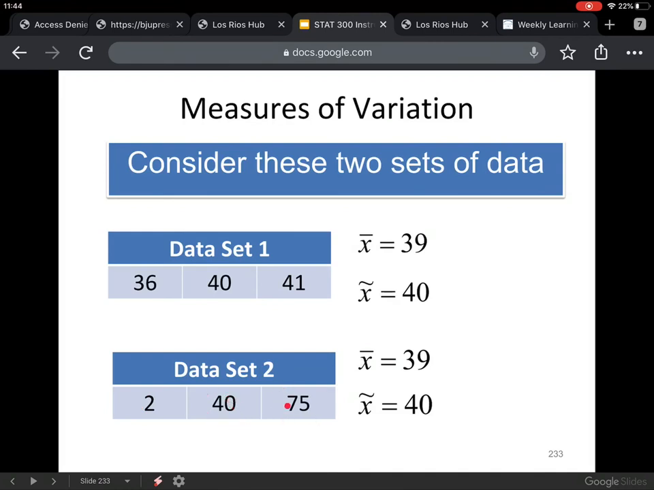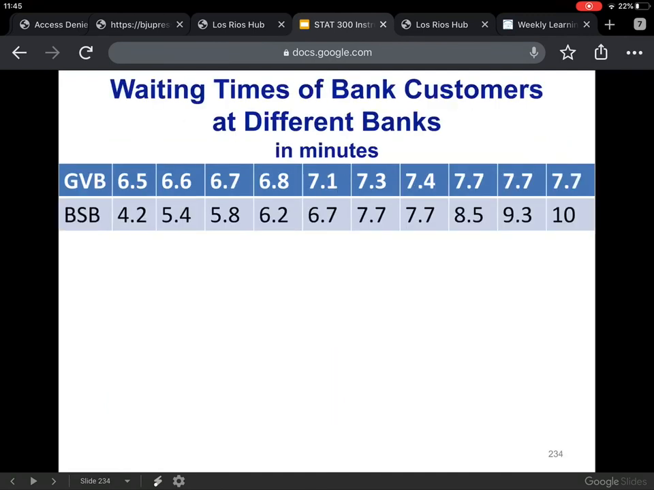Notice the difference in the span or the range of the data set. The average, if you add them all together and divide by 3, is still 39. And the median is still the same, it's 40. But do you see the difference between these two? There is a difference between them, right? Even though the middle values are the same, the spans of the values are different. And so that's what we need to talk about in the next section.